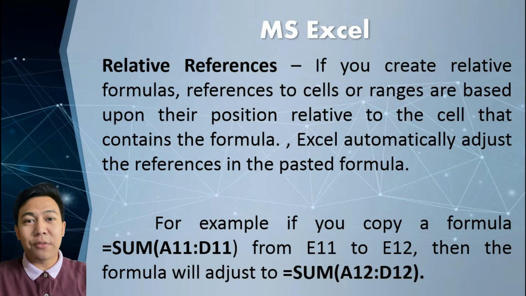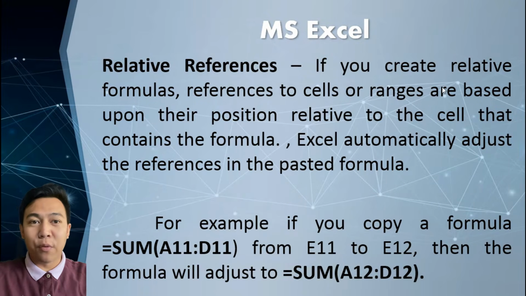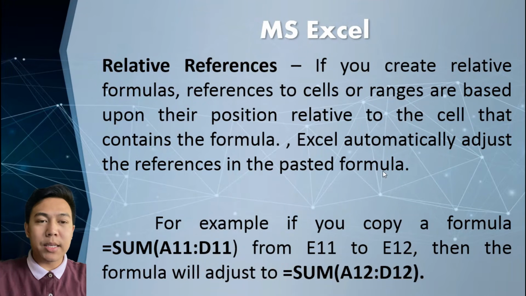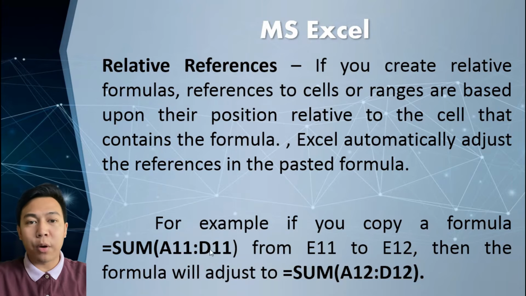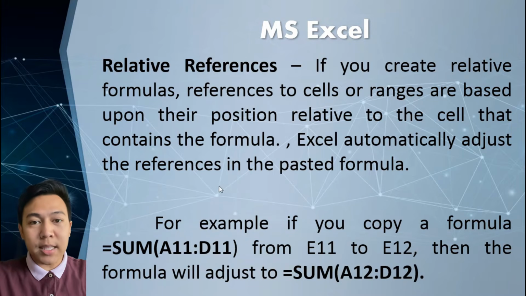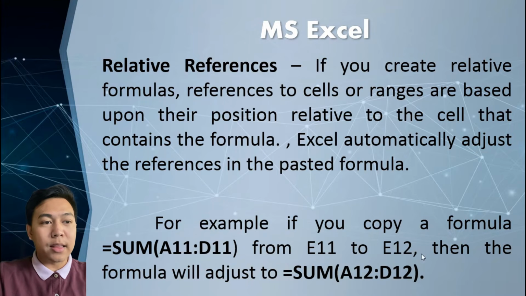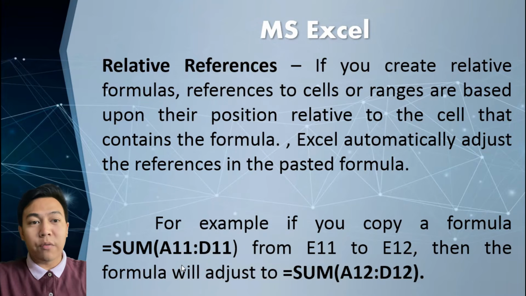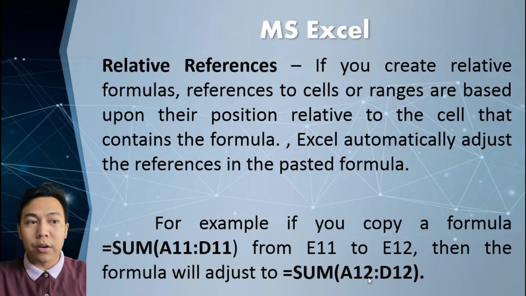So let's proceed to relative references. If you create a relative formula, references to cells or ranges are based upon their position relative to the cell that contains the formula. Excel automatically adjusts the references in the pasted formula. So for example, if you copy a formula from sum E11 to D12, from E11 to E12, then the formula will adjust to sum is equal to E12 to D12. If you just adjust that particular formula, you can get the same function from the previous to the other range.